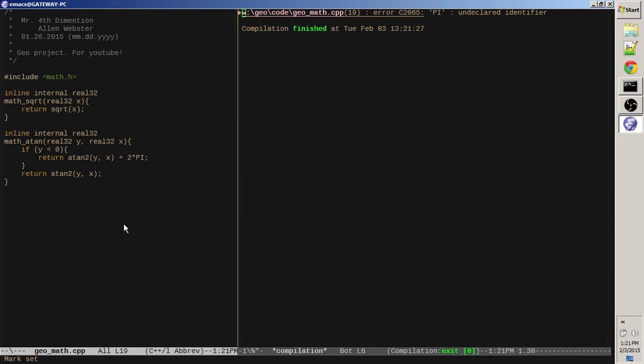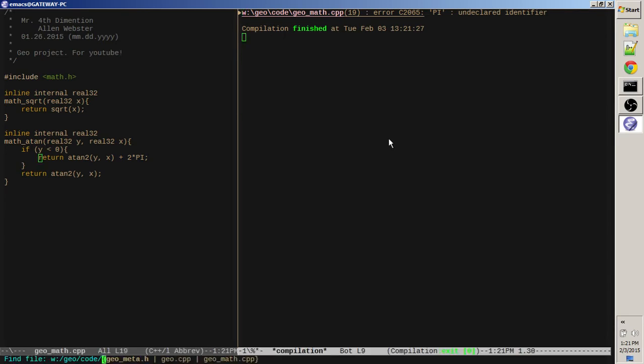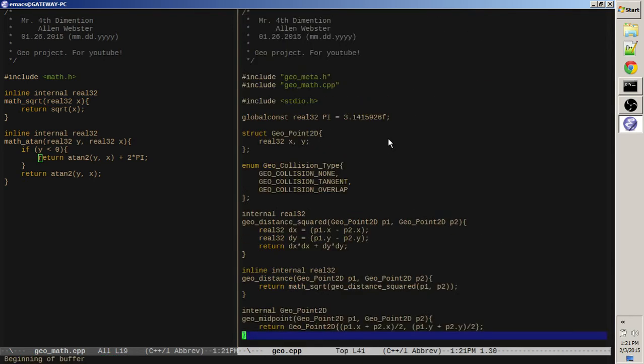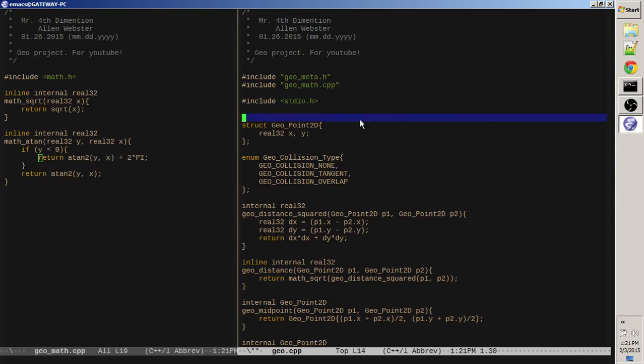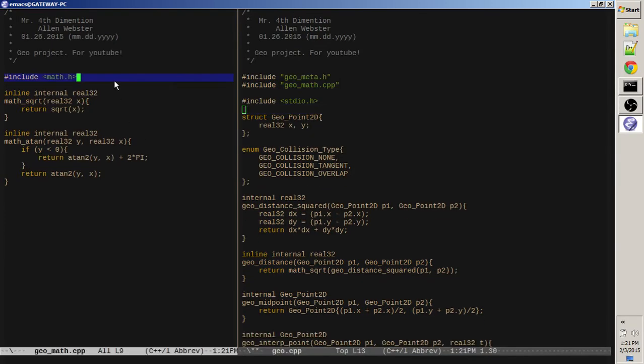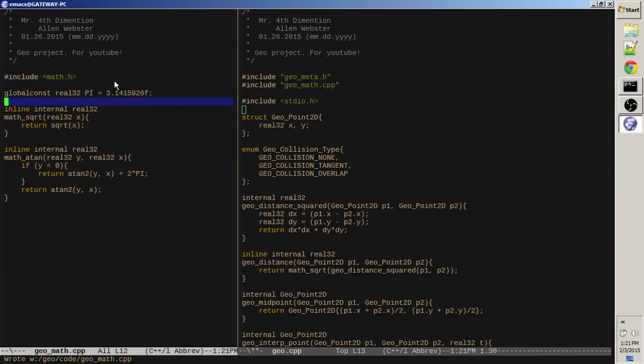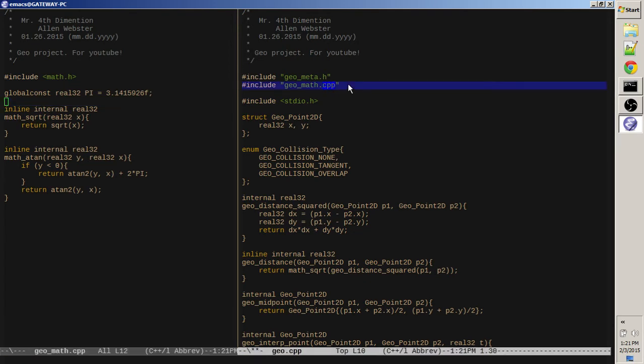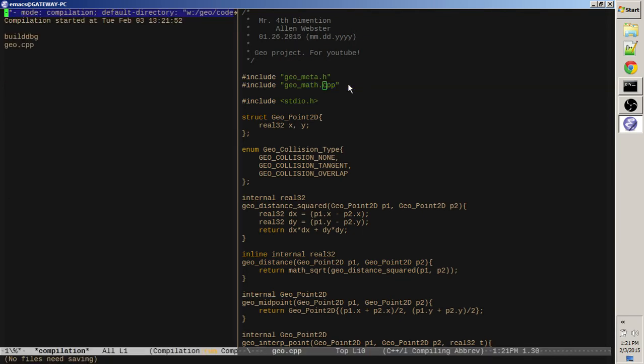Right, of course. Let's move the pi into the math header. That just makes sense anyway. And this isn't technically a header. I did make a statement last time that I ended up changing off screen, which I changed this into a CPP. It wouldn't have compiled if I tried to compile it.